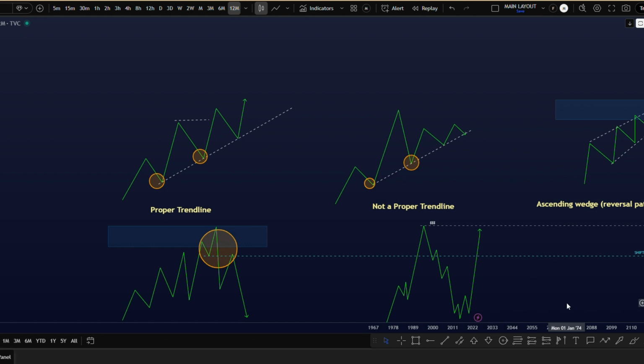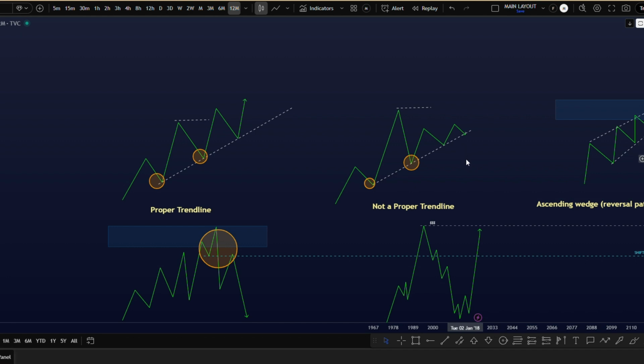If the condition is not met, I will not draw this trend line. I will not consider it a proper trend line. This is the case in this second example. We have two touch points, but we don't have the break of the structure. For me, I don't like to use this kind of trend line. For me, it's not a proper trend line.